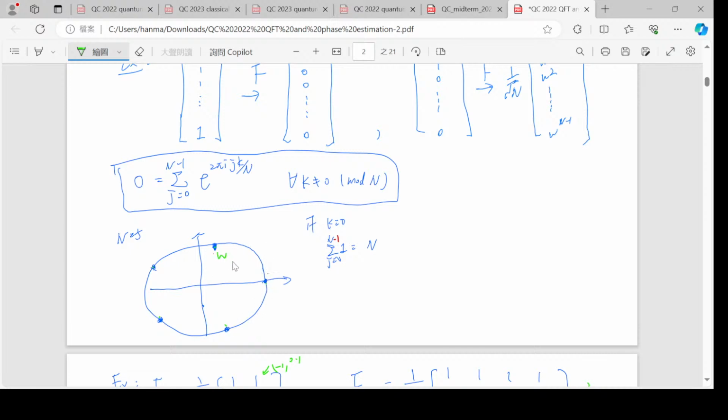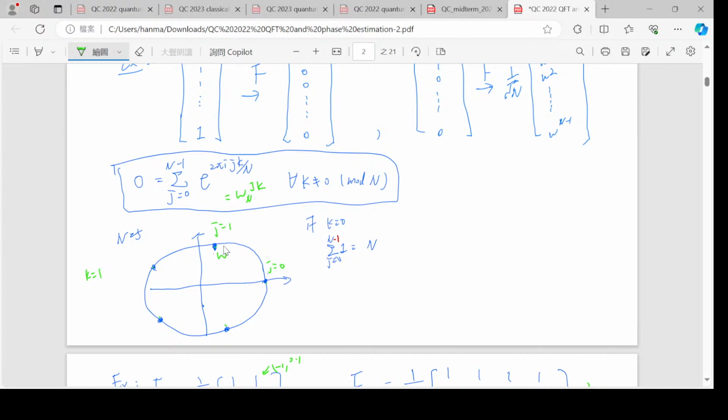Okay, so this point is omega. And let's say k equal to 1, right? When k equal to 1, what points are you summing over? k equal to 1 and j equal to 0. So j equal to 0 is obviously here, because it's e to the 0 always. Then j equal to 1 is going to be here, so you have omega. So this is omega_n to the jk. So k equal to 1, then the j is just going through these points one by one, right?